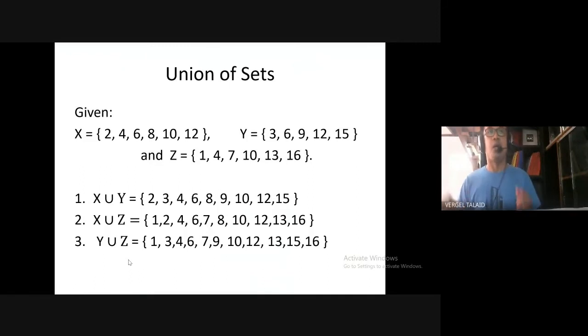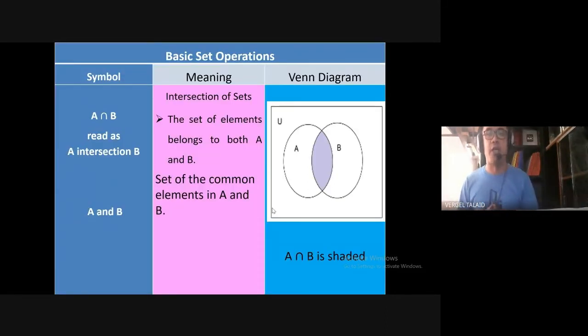So take note, when we talk about union, we simply combine elements. That is the symbol of union. Now this time, let us have another operation, which we call intersection. It is an inverted U, and this is the symbol of intersection. This is A intersection B, or A and B. Take note, we use the word "and" for intersection, and for union, we have "or."